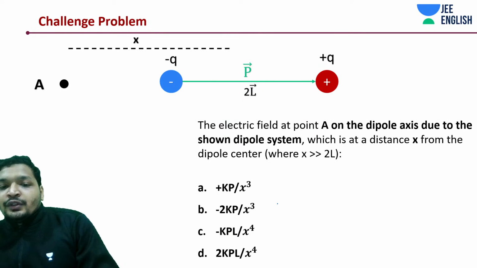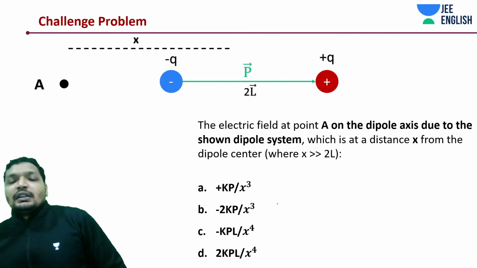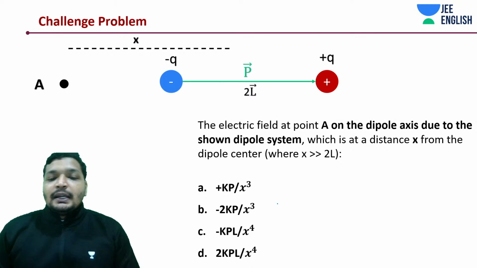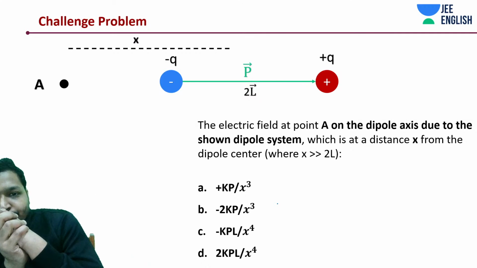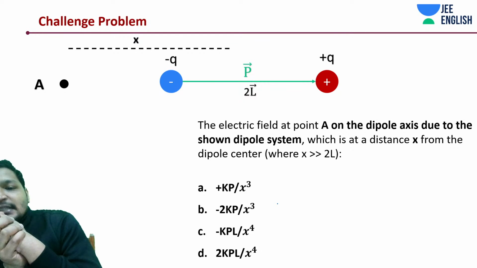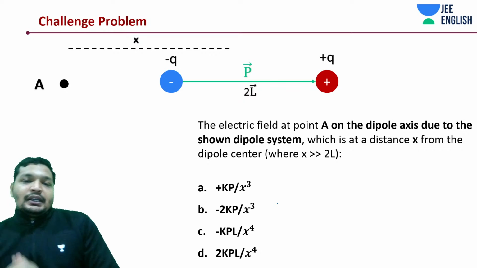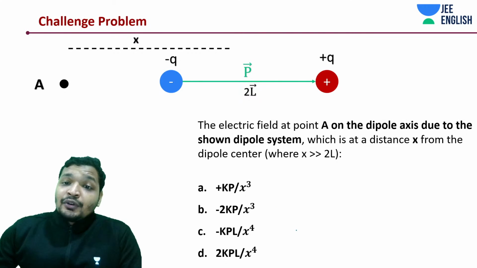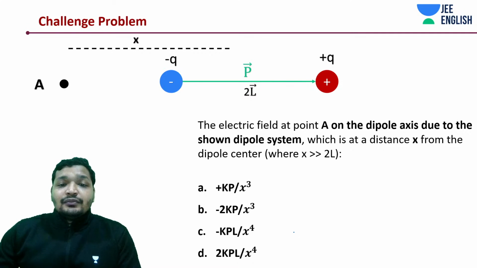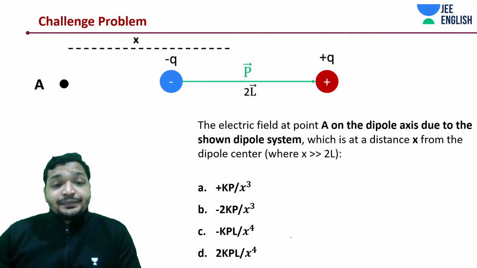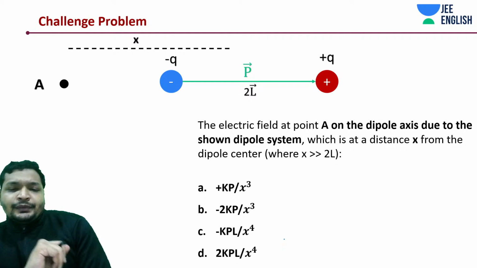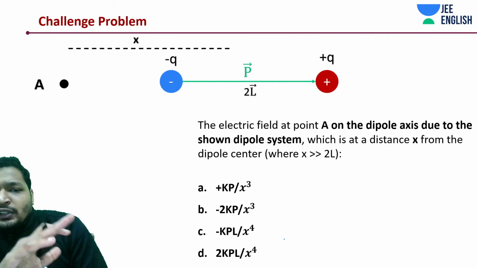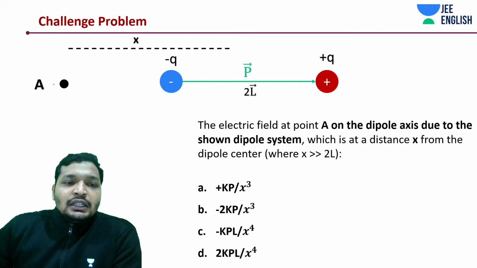Alright, let's move on to the next problem. Next problem says the same thing, but x distance from the dipole center, on the left side. On the left hand side. Alright, now we need to think about it a little with caution, what would happen. So let me tell you, it's nearer to the negative charge. It's on the dipole axis again. If you notice, this is all on the dipole axis.